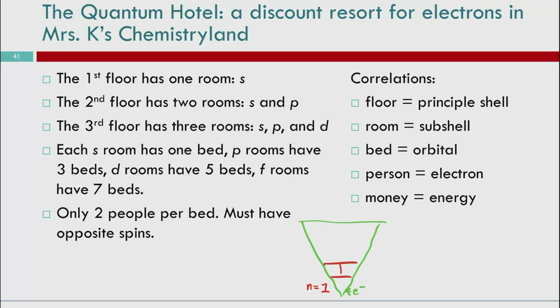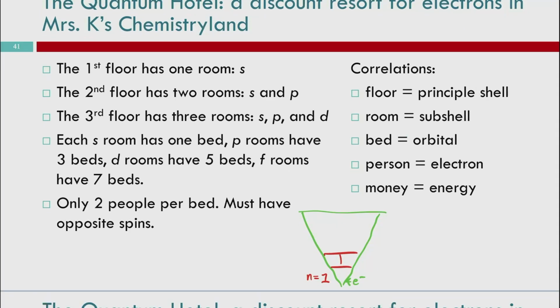They're going to fill in the next level of rooms. So once the 1s is full, they have to fill in the 2s and the 2p, and we can get people into those rooms. Our S rooms each have 1 bed. That's our orbitals. Our P rooms have 3 beds. And one of the ways that I think this is helpful is for thinking about Hund's rule.